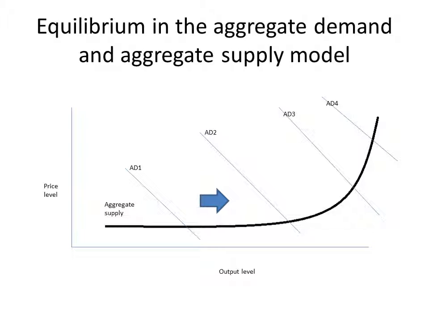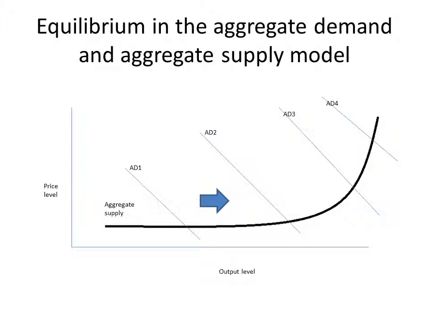As AD1 shifts to AD2, then what you see is output levels rise, but price levels don't rise very much. One of the points I might make here is we talked about the multiplier, and this is where you get the largest impact of the multiplier, simply because you're getting all output increases and no price increases. When we shift then to AD3, you notice we're in the upward curved part of the aggregate supply curve, and prices are going to begin to rise. Also, output levels will, but prices are, and that's going to reduce the impact of the multiplier.